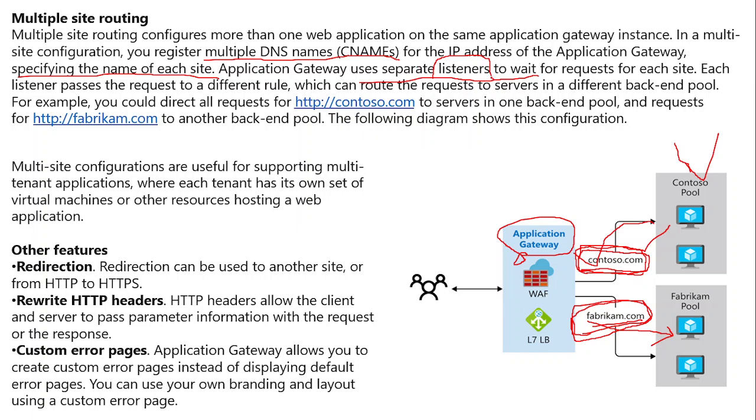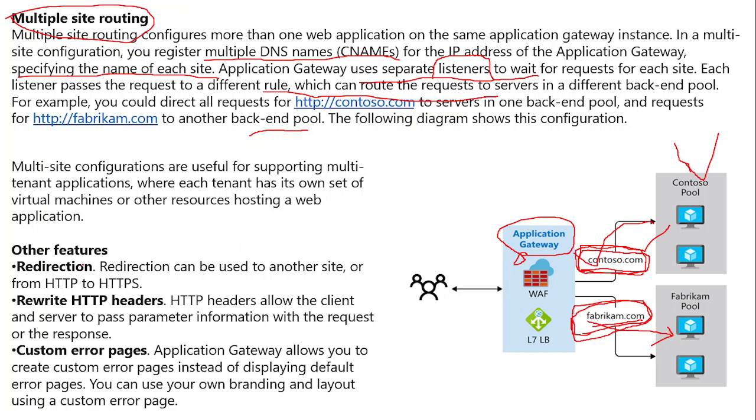Each separate listener will wait for the requests for its site. Each listener passes the request to a different rule, which can route the traffic to the servers in a different backend pool. So based on these backend pool URLs, the multiple site routing will be done. So this is multiple site routing.